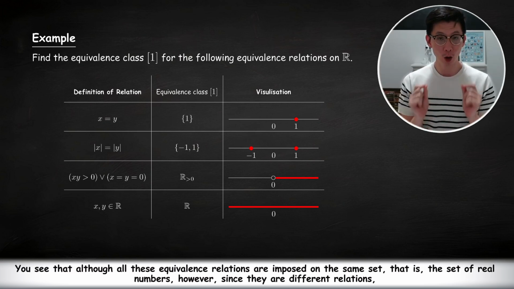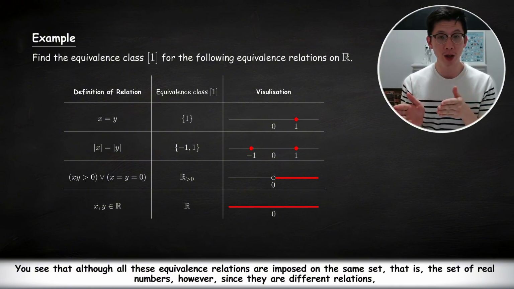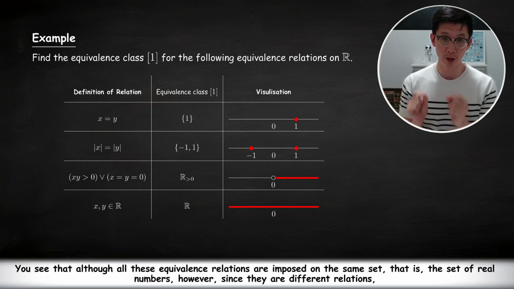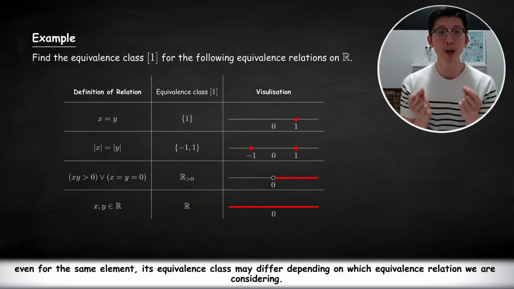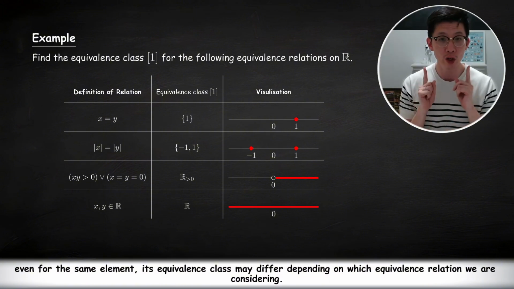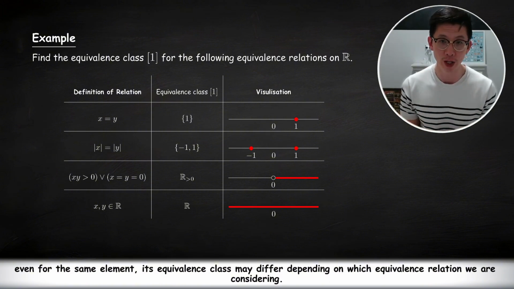You see that although all these equivalence relations are imposed on the same set, that is, the set of real numbers, since they are different relations, even for the same element, its equivalence class may differ depending on which equivalence relation we are considering.